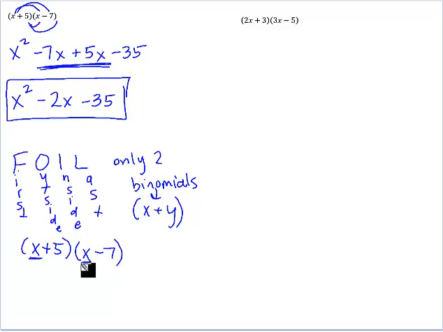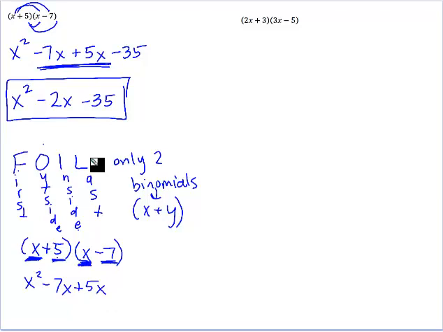So our two first terms here are x and x. X times x is x squared. Okay, and x is outside. X is on the outside and minus 7 is on the outside. So x times minus 7 is minus 7x. Then you do the inside. 5 is on the inside and x is on the inside. 5 times x is 5x, so plus 5x.